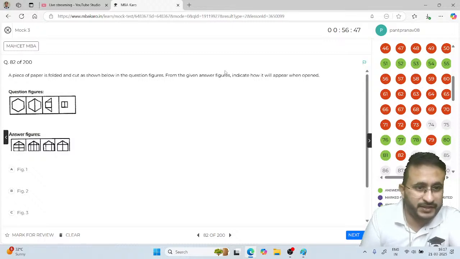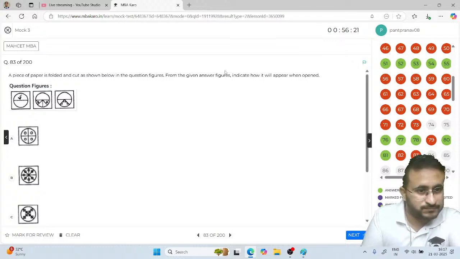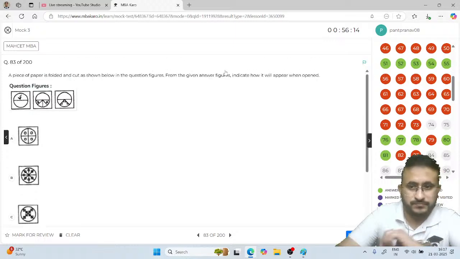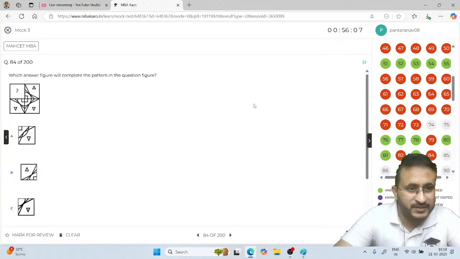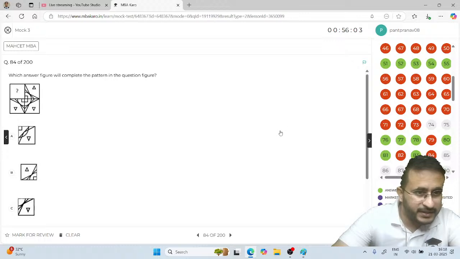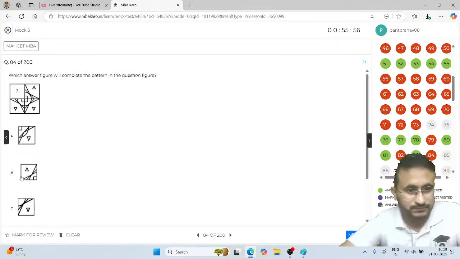So this paper folding, we cut it half and looks. When we open it, we will have triangles. I think this is the figure that we will see. Completing the pattern, central we should have a square. That fits an option B.